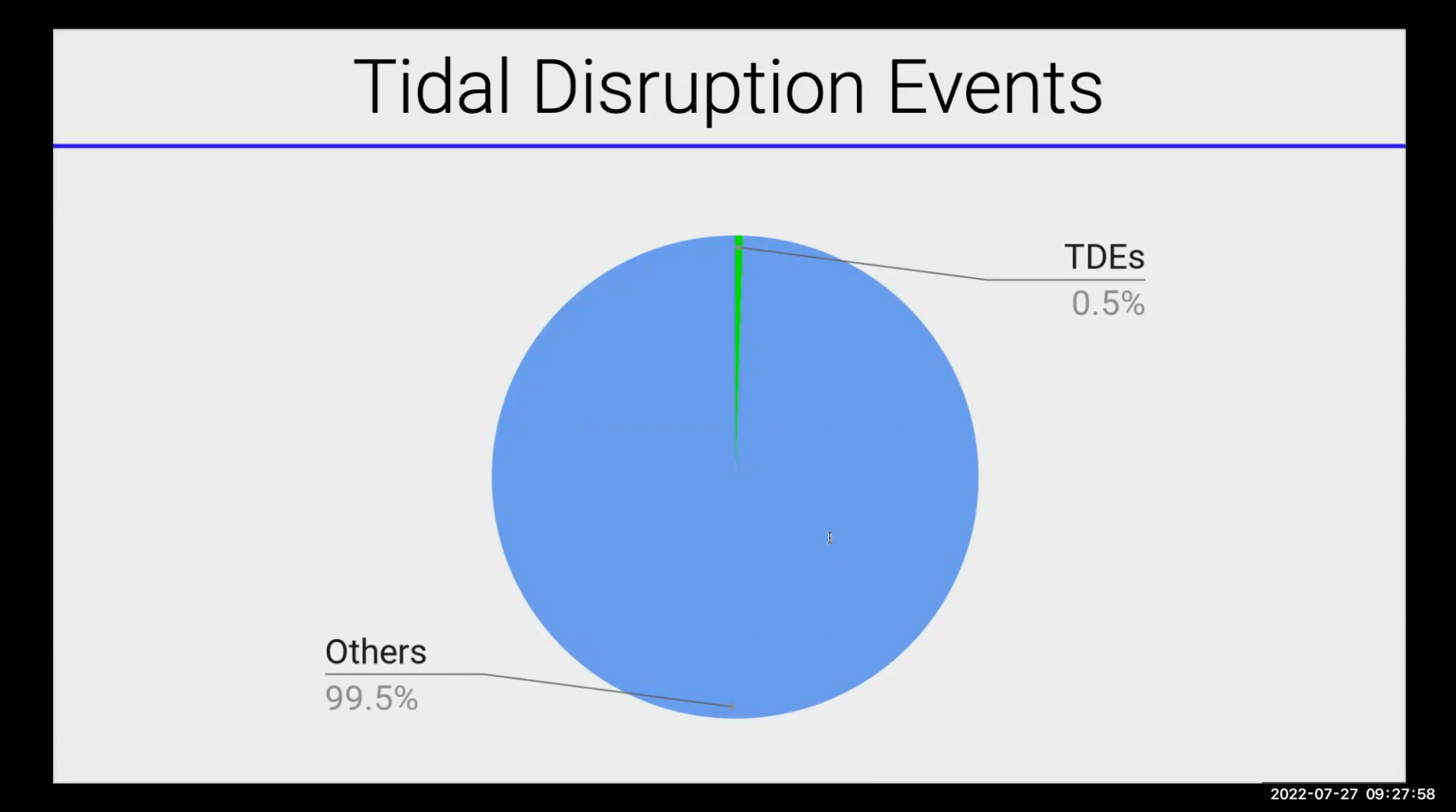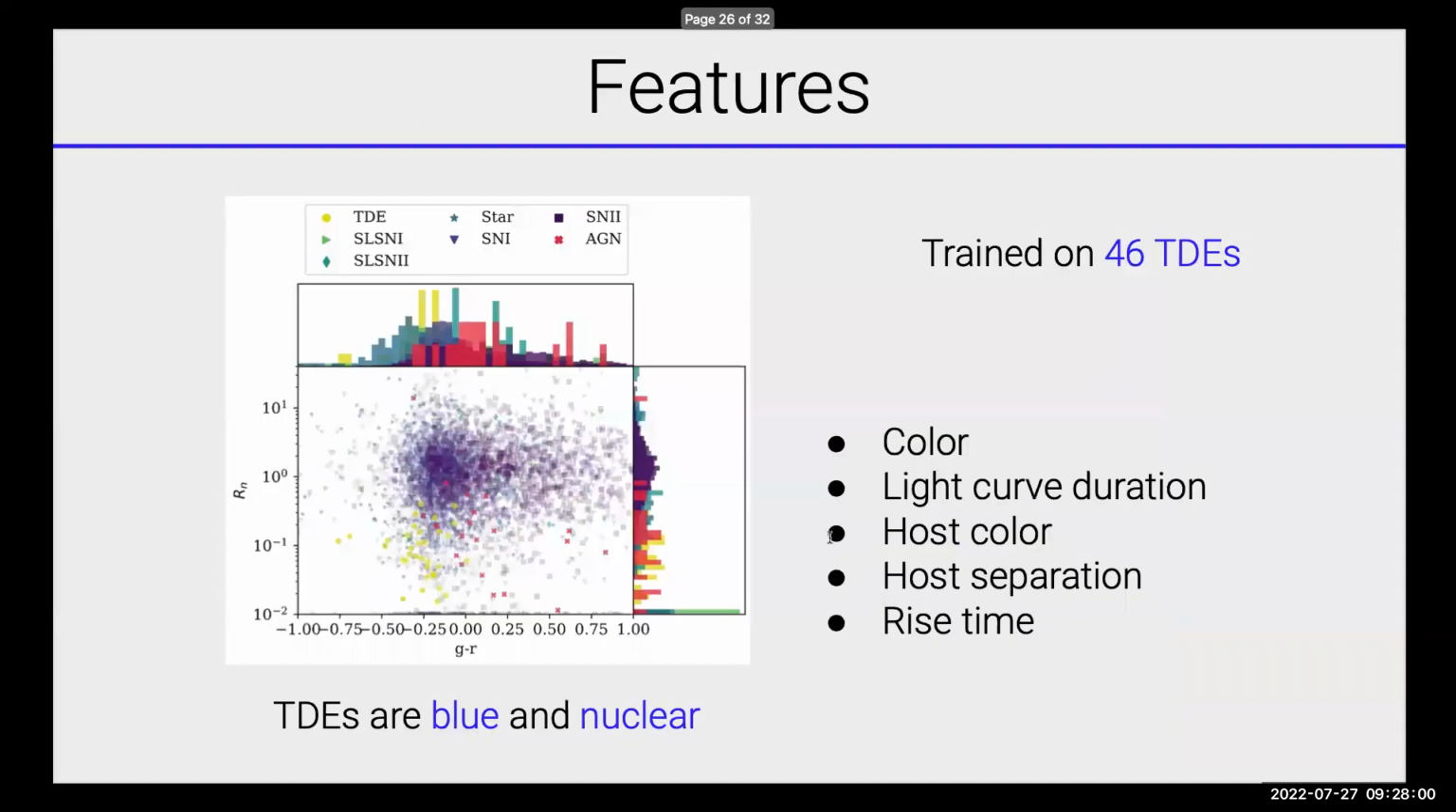1.5%. So we again ran Fleet through it, trained the algorithm, and we find that to find TDEs, some of the most important features are that they're nuclear. Well, that's to be expected since they happen in the center of galaxies, and they're blue.